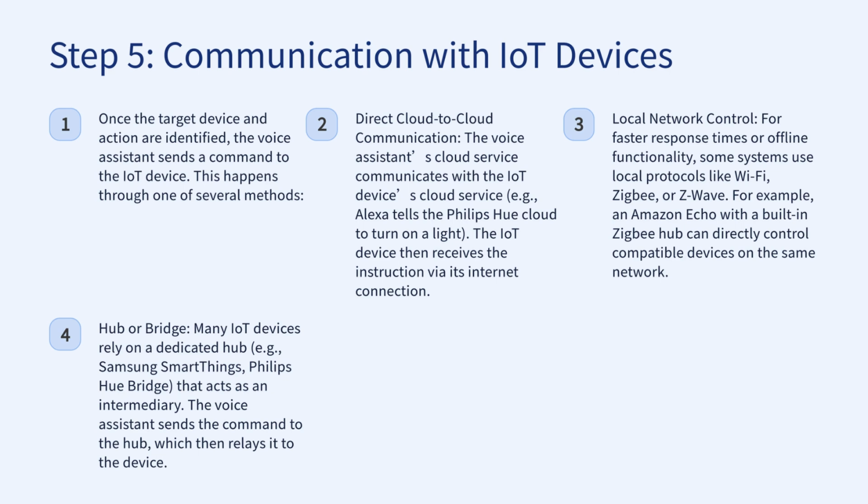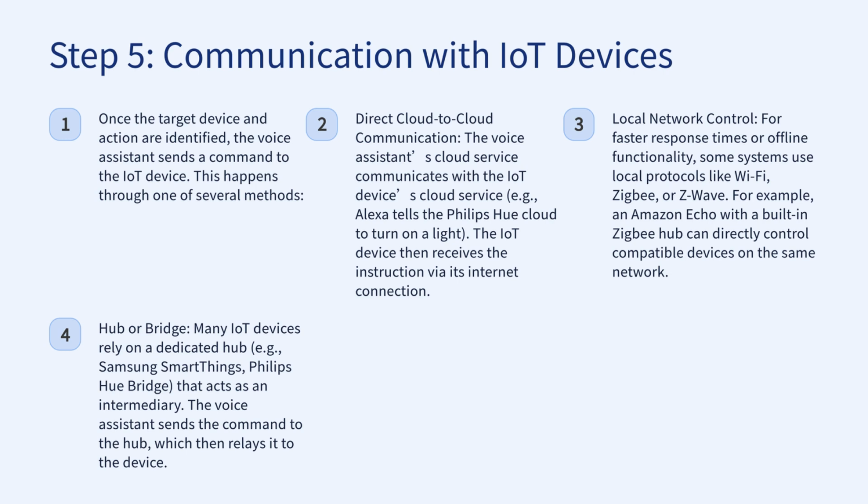This happens through one of several methods. Direct cloud-to-cloud communication. The voice assistant's cloud service communicates with the IoT device's cloud service. For example, Alexa tells the Philips Hue cloud to turn on a light. The IoT device then receives the instruction via its internet connection.